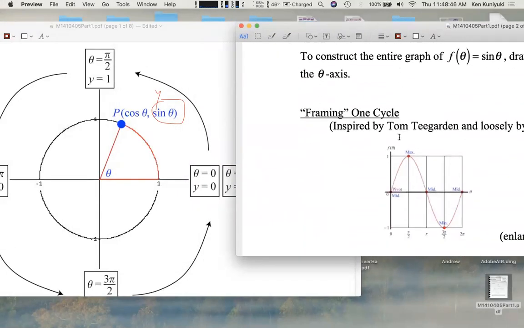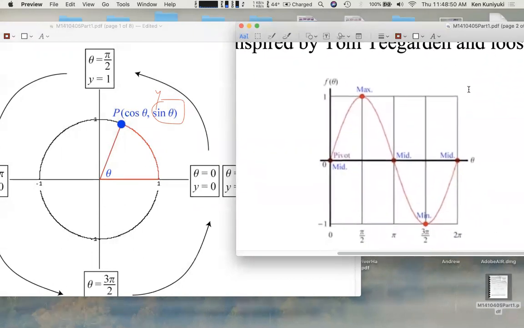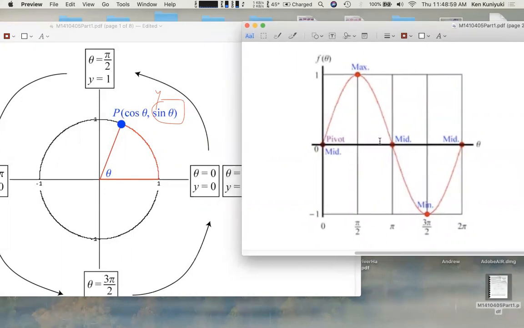And I'm going to use what is called the frame method, which my colleague Tom Teagarden and the author Carl Smith have used. So here's what we're going to do. I'm going to draw a Kitkat bar where we have 3 horizontal line segments, evenly spaced, and 5 vertical line segments, evenly spaced, like this Kitkat candy bar.